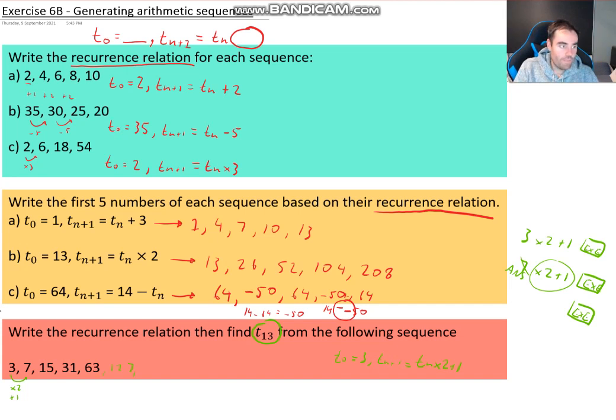127 is your next one. 255 and so on and so forth. 511, 1023, 2047, 4095, 8191, 16,383, 32,767. Here's where most people go wrong. They look at term 1, 2, 3, 4, and so on. This is not term 1. The first term is T0, so it's 0. Technically, you're finding the 14th term. So the answer will be there.